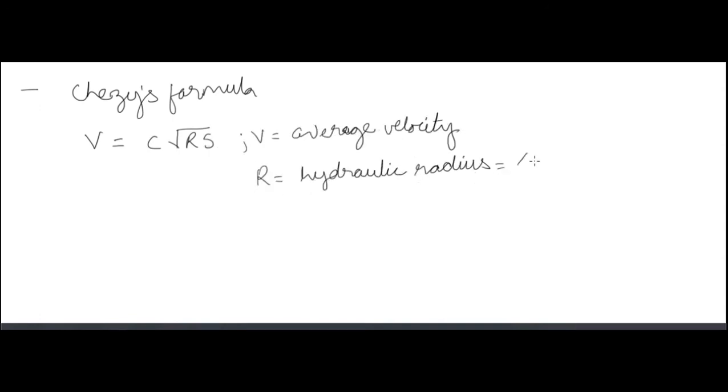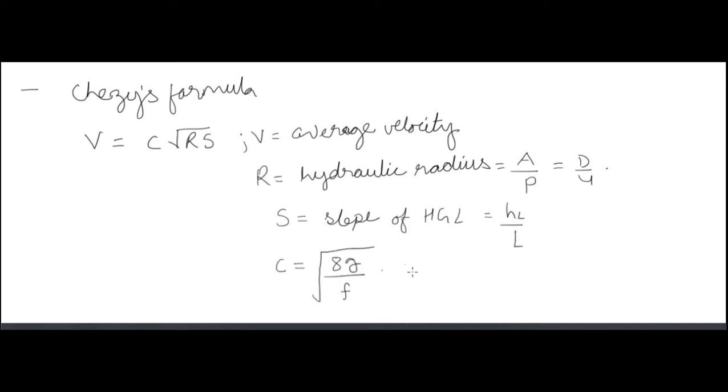Now we have Chezy's formula. V is equal to C into root of R S, where V is the average velocity, and R is the hydraulic radius, meaning area of cross section by perimeter. For a circular pipe it is d by 4. S is the slope of the hydraulic gradient line, equal to head loss by total length. C, the Chezy's constant, is equal to under root 8g by f, where g is the gravity and f is the friction factor.